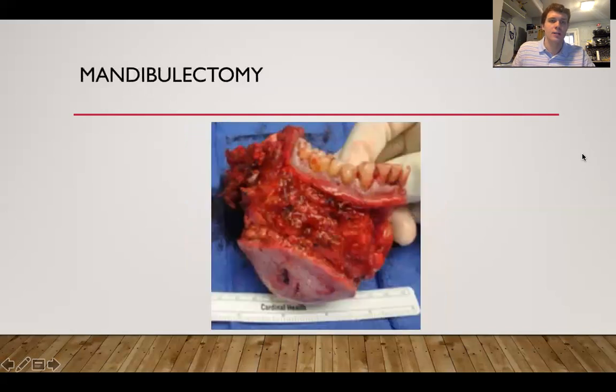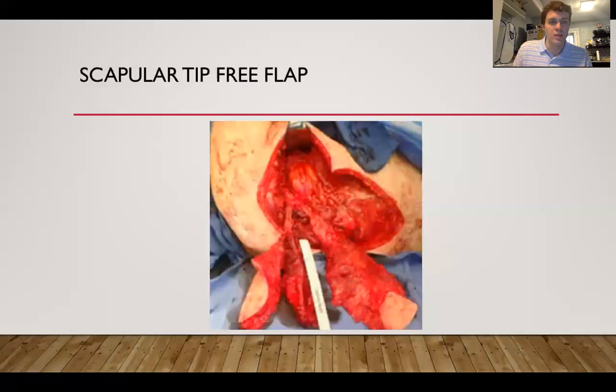He had a mandibulectomy, so the entire right side of his jaw was completely removed. And what they did to replace it was a scapula tip free flap. So that's the scapular portion of your back. He was cut from right along his armpit, down the side of his body near his scapula, and they removed tissue there to replace everything that was removed from his face.